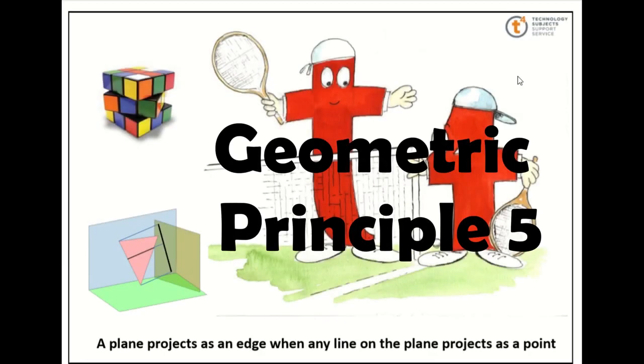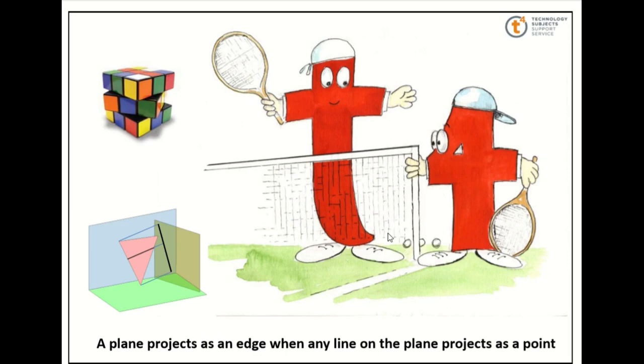So geometric principle 5, a plane projects as an edge when a line on that plane projects as a point. Okay, so we have our characters here and they're looking along the top edge, the top line, and they're seeing it as a point. They should see it as an edge, and we'll prove that in a moment. Likewise over here, if you see this line as a point, it will appear as a point here and give an edge view of that plane.